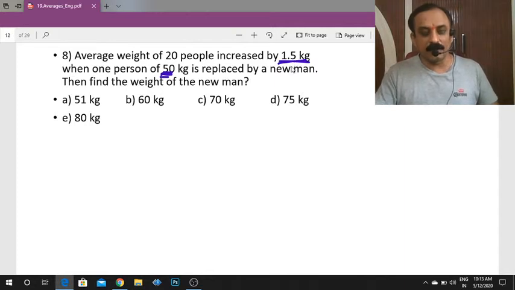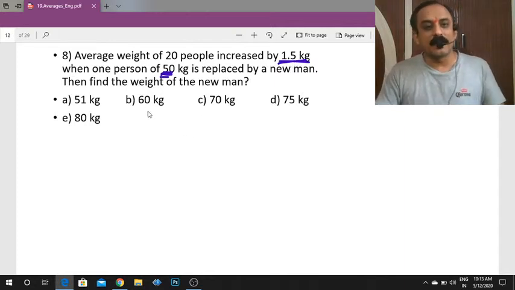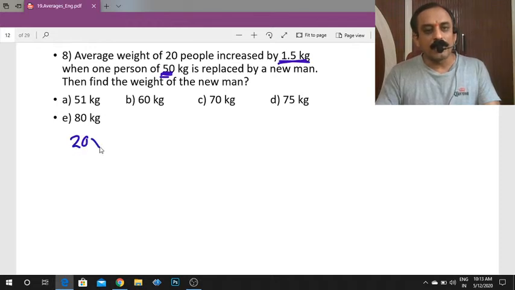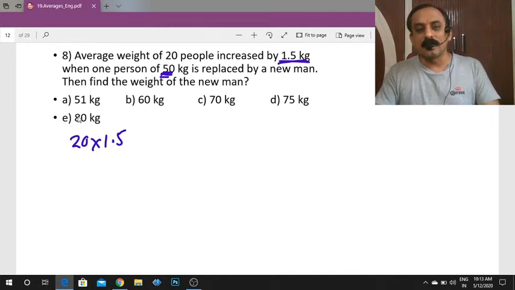Very good, Vijay. Your answer is right. So, if the new person entered, how many kgs increased? Average means per head. So, how many members are there? 20. So, 20 into 1.5 more than first person's weight. So, what is the new person weight?